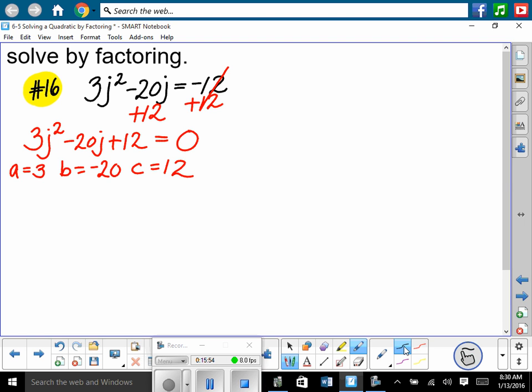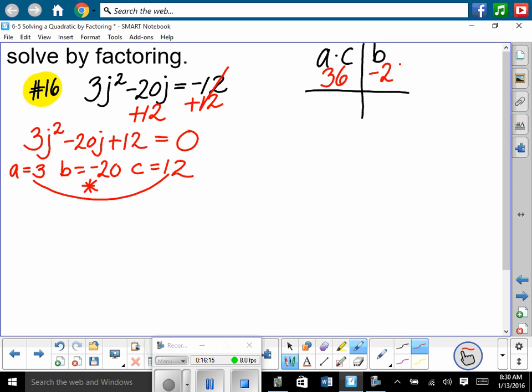Okay, so now we'll continue. We know how to factor a quadratic. What multiplies to be A times C and adds up to be B. So A times C, 3 times 12. What multiplies to be positive 36 and adds up to be negative 20. So now we're going to list out factors of 36. But I'm going to stop here and ask questions. Okay. So factors of 36.